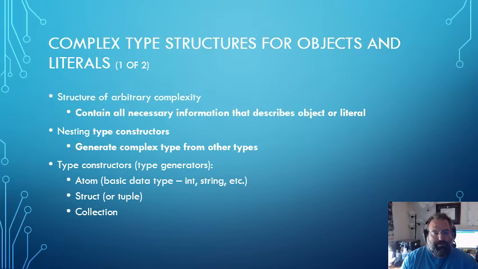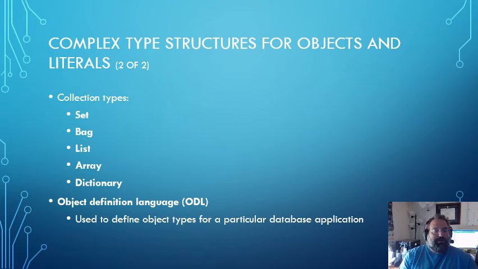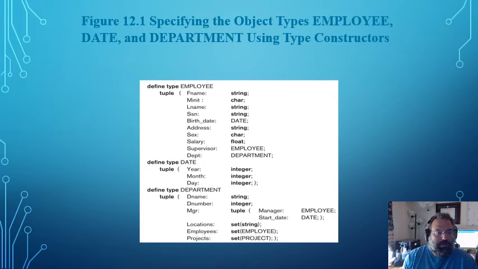A collection is essentially something that stores other things, the simplest being something like an array, but it could be a dictionary or an associative array, a list, any number of ways of containing things. Collection types include things like sets, bags, lists, arrays, and dictionaries. Object definition language is used to define object types for a particular database application. Figure 12.1 is an example of specifying the object types for an employee, date, and department using type constructors.